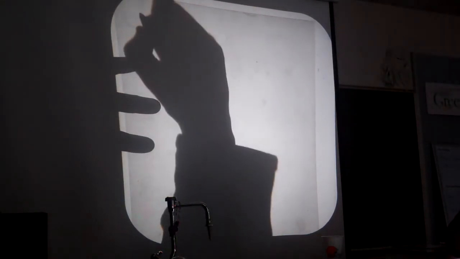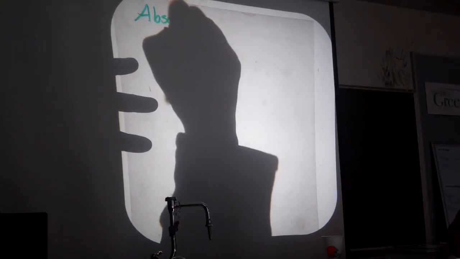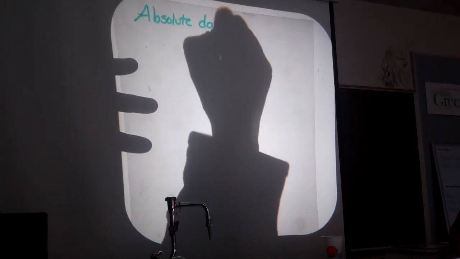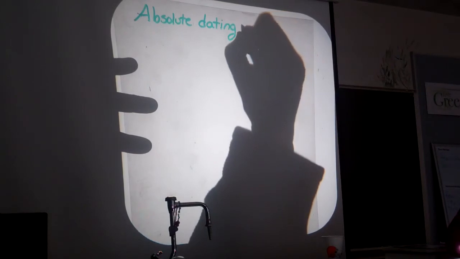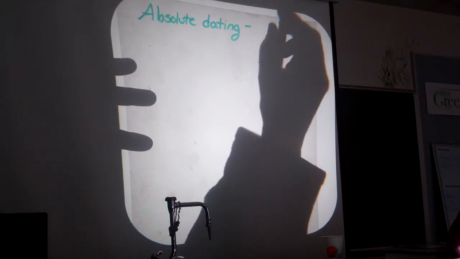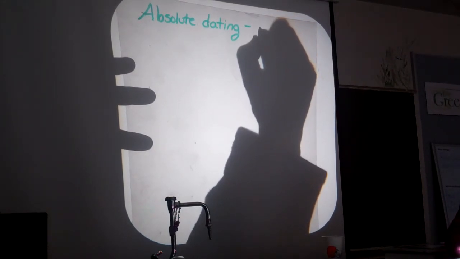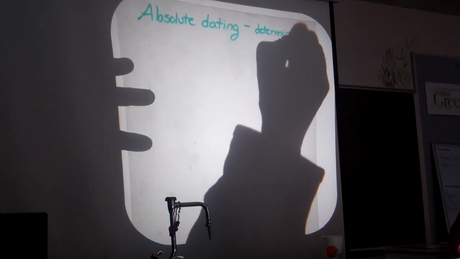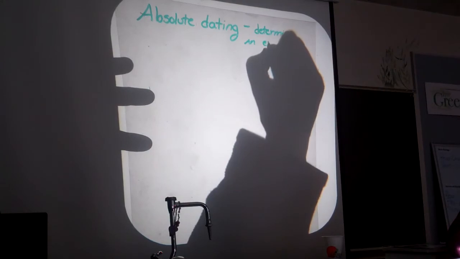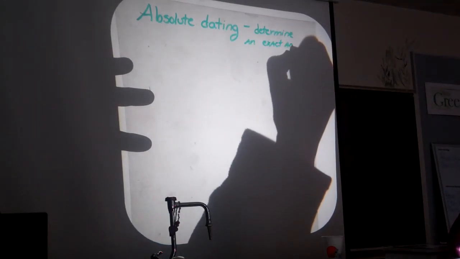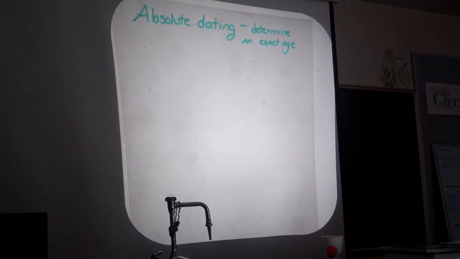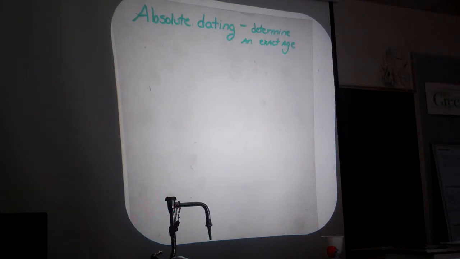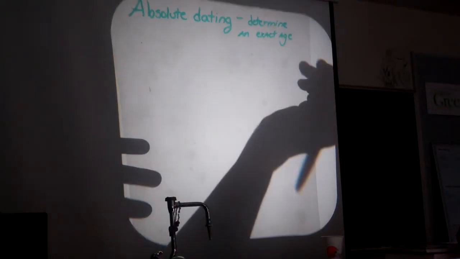But today's word is something called absolute dating. It's appropriate because when you perform absolute dating techniques, you are going to determine an exact age. I want an actual number. Is it 5,000 years old? Is it 6,000 years old? Is it 1 billion years old? I want an exact age.